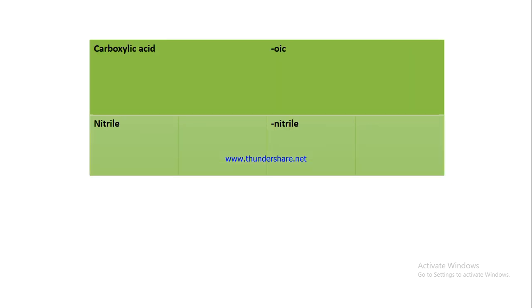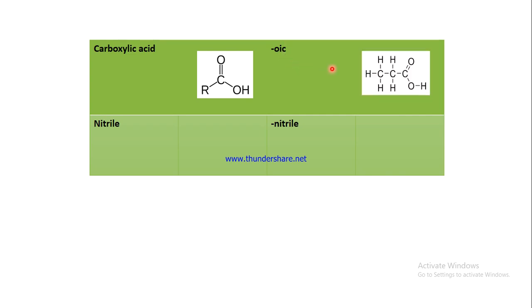Our next homologous series are our carboxylic acids, denoted by the COOH group. The COOH group is bonded to a hydrocarbon chain. Then at the end we add a COOH group, and the suffix for this particular functional group is oic. Here we have got propanoic acid. Since we have got 3 carbon atoms, it automatically becomes propanoic acid.